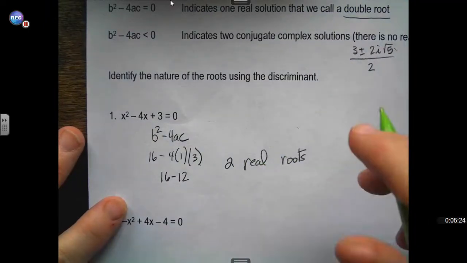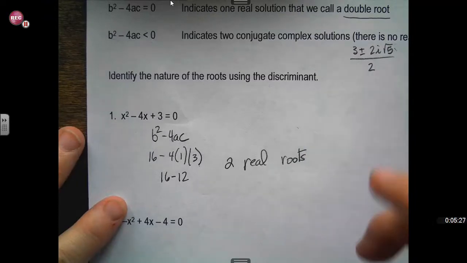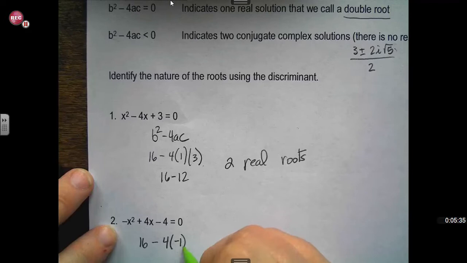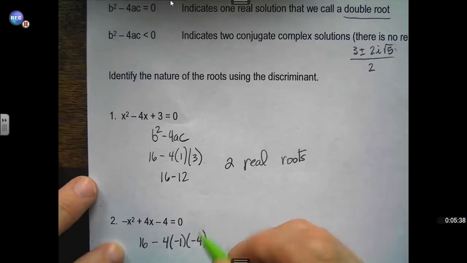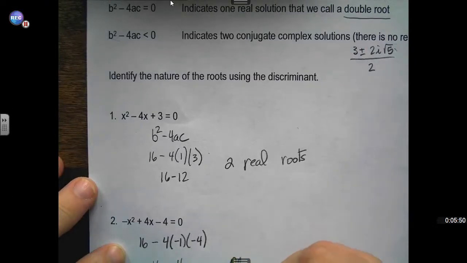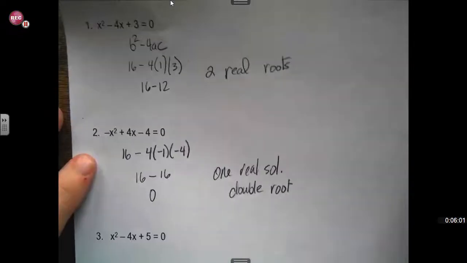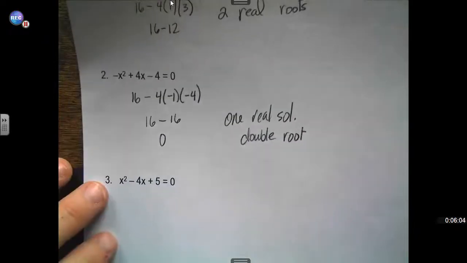This next one, I'm going to have b squared, which is 16, minus 4 times a, which is negative 1, times c, which is negative 4. I'm going to have 16 minus 16, which is 0, which means I'm going to get one real solution, which is a double. Okay, so we don't want to solve these. We just want to look at the discriminant and say what is my answer going to look like.